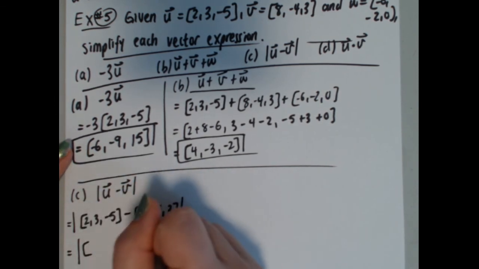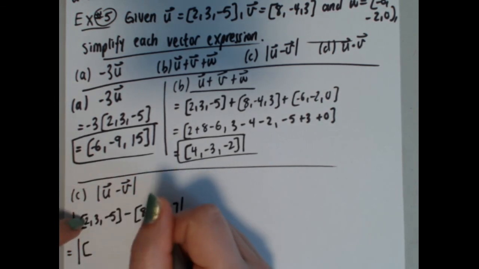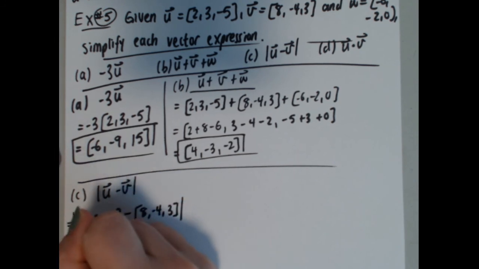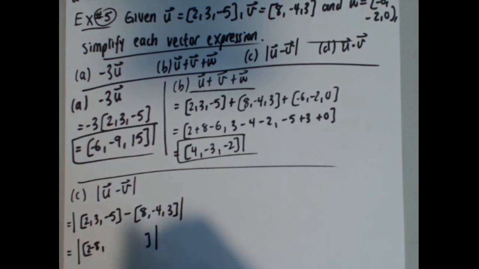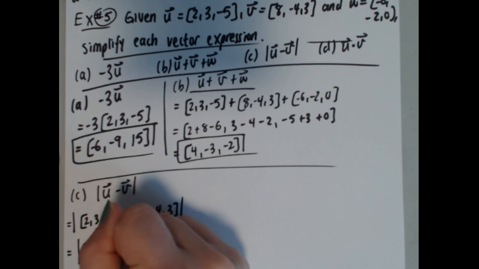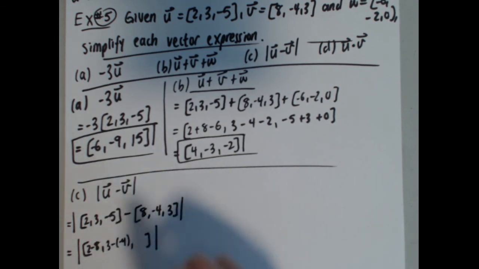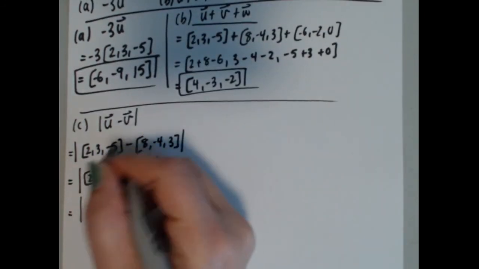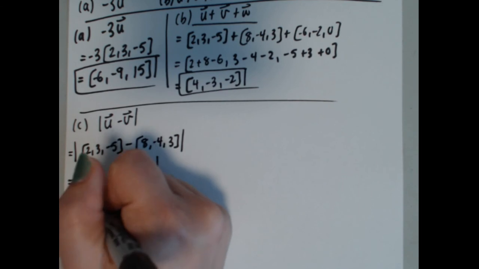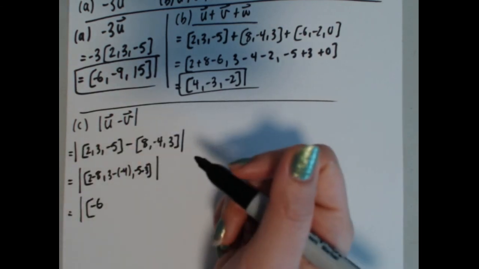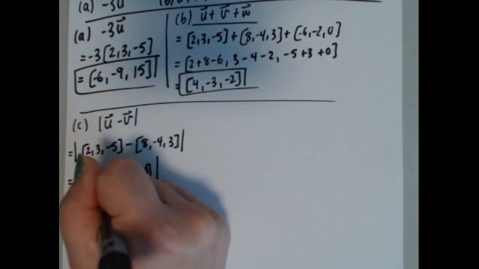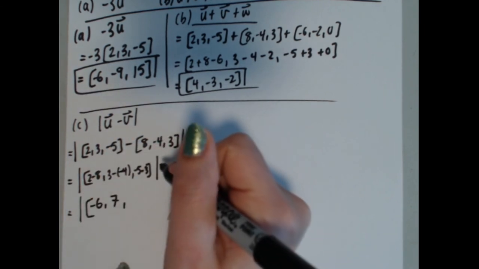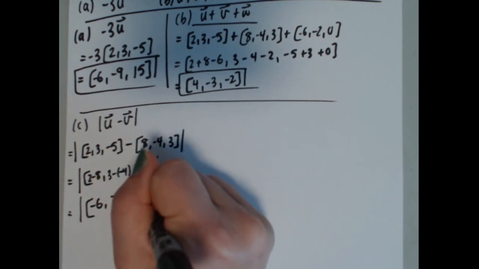So when you subtract two vectors, you get a vector. 2 minus 8 is going to be the x. 3 minus negative 4 is going to be the y. And negative 5 minus 3 is going to be the z. Okay, so what do we got here? 2 minus 8 is negative 6. 3 minus negative 4, that's 3 plus 4, which is 7. Negative 5 minus 3, that's negative 8.